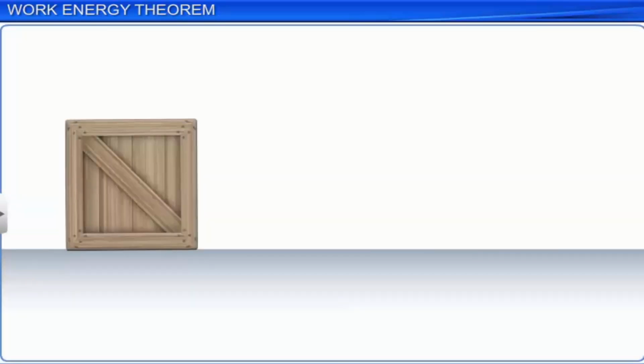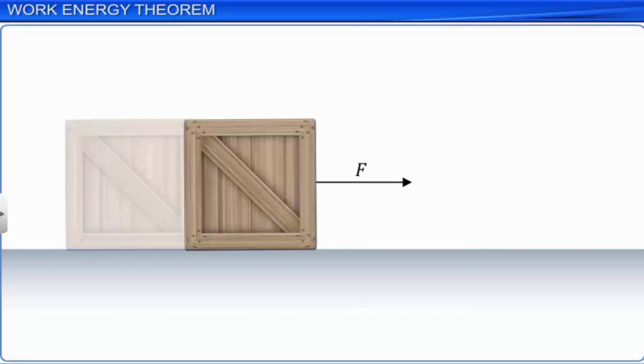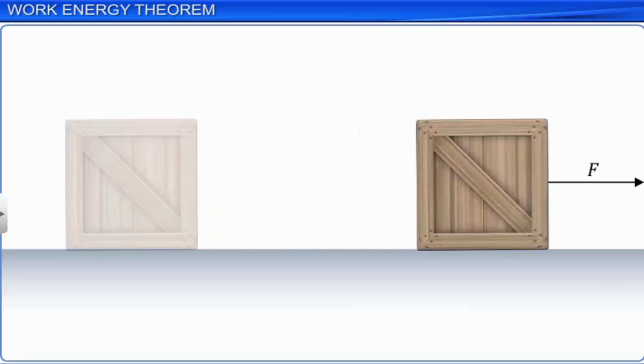Consider a wooden block which is at rest on a horizontal surface. When the block is pulled by an external horizontal force F, it is put into motion and is displaced through a certain distance d, and we say work is done on the block.